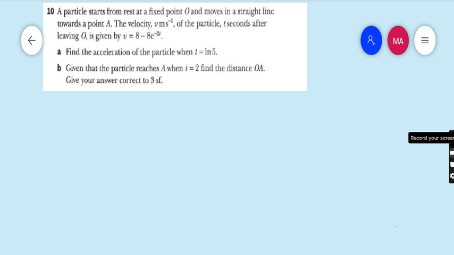Move to part B. Given that the particle reaches A when t is equals to 2, find the distance OA. Give your answer correct to three significant figures. Very easy. We have velocity v is equals to 8 minus 8e^(-2t). Now find the value of distance. We must integrate velocity. The limit must be from 0 to 2. Why? Because at O the value of t is 0 and at A the value of t is 2, which is given in the question. You can see.